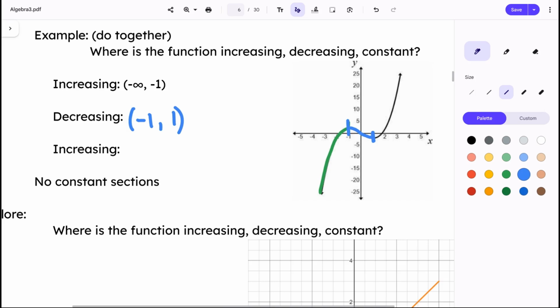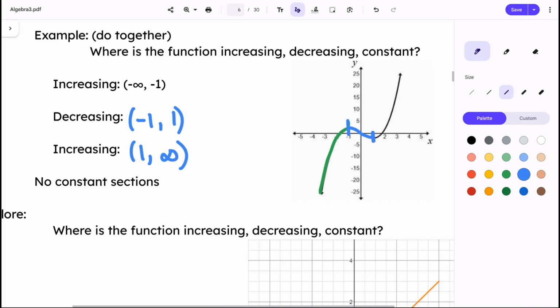And then it starts to do what again? Increase again. It starts to go up at 1 and it goes forever. So we would write 1, comma, infinity. Because again, as the graph goes to the right, it continues to go up. Now, this one had no constant intervals. There was no time where the graph flattened out, and that's okay. This one just increases and decreases.